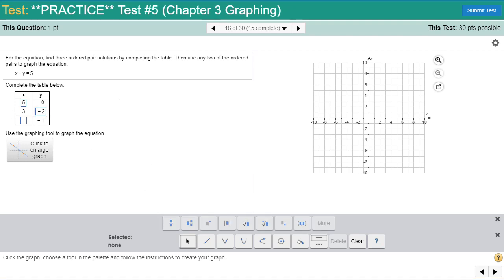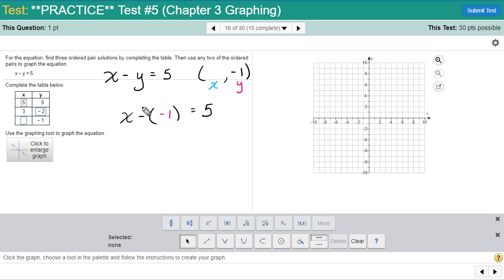And last, oops, deleted everything there. That's all right. Last but not least, we are solving for the missing x, so again, our equation is x minus y is equal to 5, and we have been given the y coordinate, negative 1, so let's find that missing x. So x and y. All right, there we go. So let's take our equation, x minus y, but in this case, y is going to be negative 1, plug that in, is equal to 5.